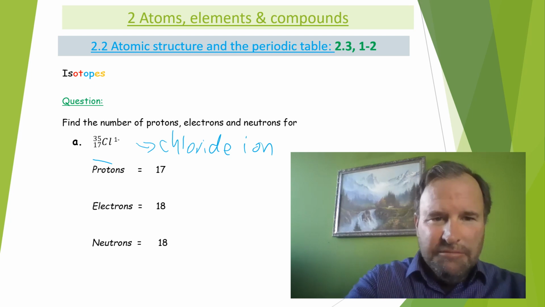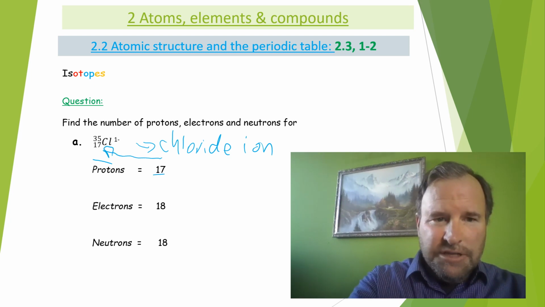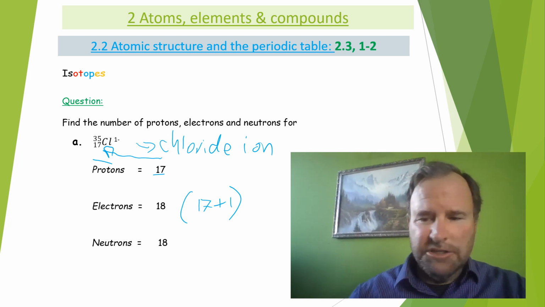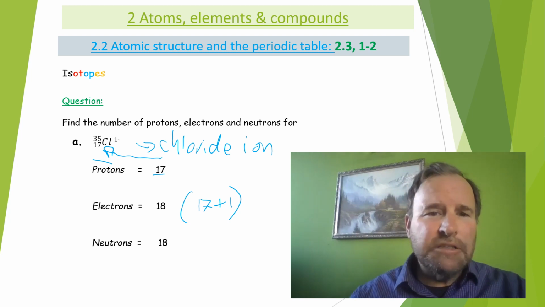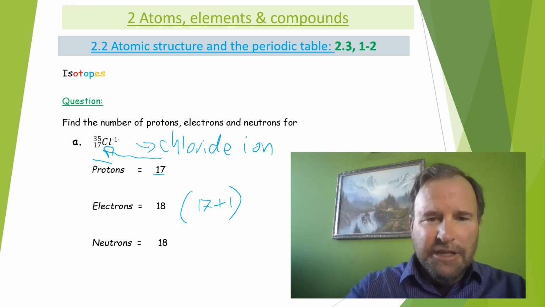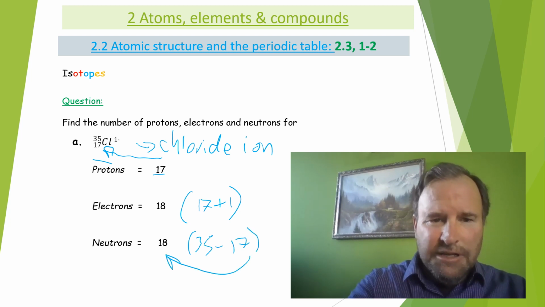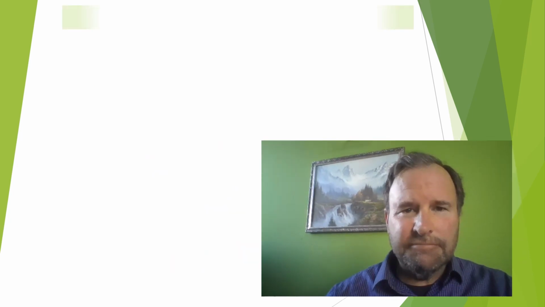Protons are 17. We get that directly from this number here at the bottom. Electrons are 18. How do we work that out? It's 17 plus 1, so we can get a full outer shell or reach a noble gas configuration, which in theory we say is a stable electronic arrangement. And the number of neutrons, again, we work out from 35, the big number, take away 17, and then we get 18. Well done if you got that correct.